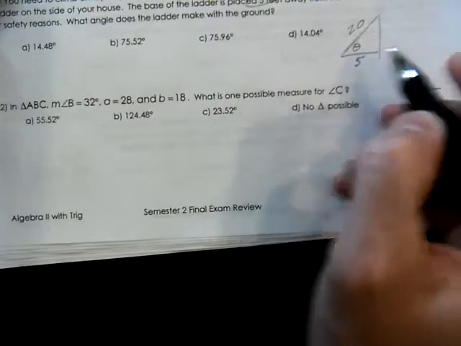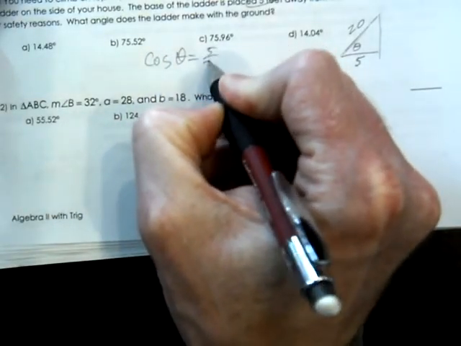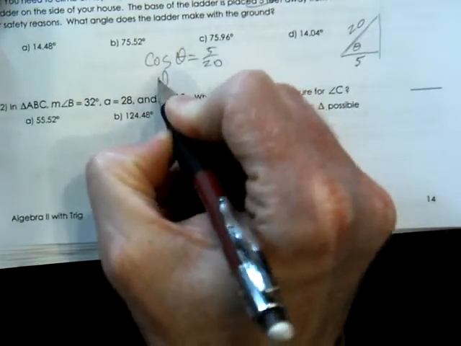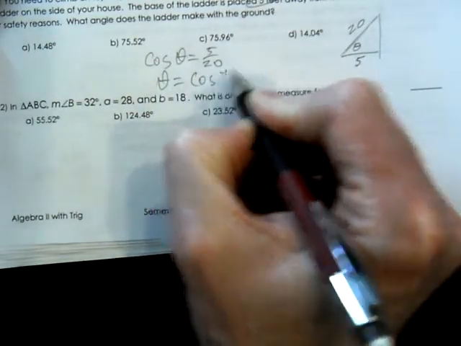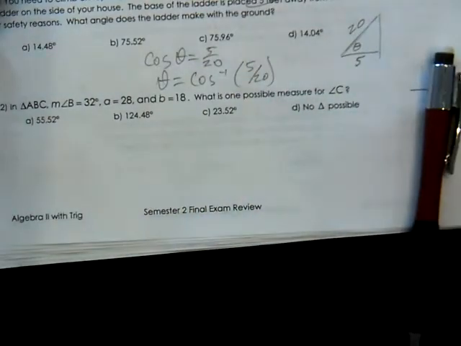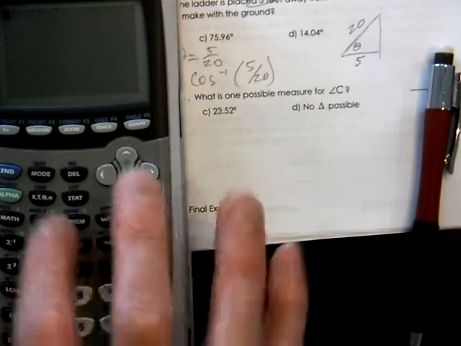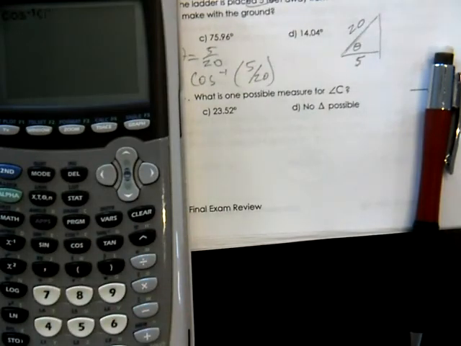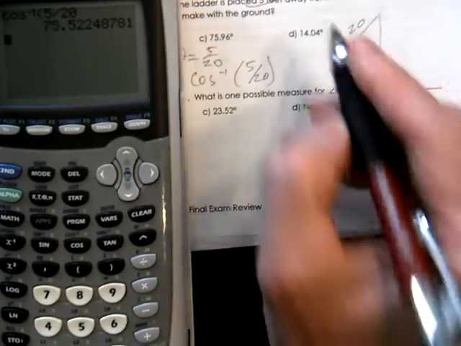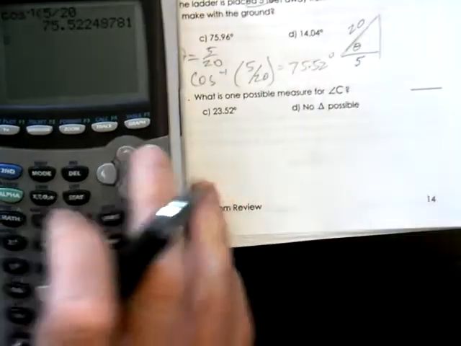So this is a cosine. We have cosine of theta equals 5 over 20. So theta is going to be cosine inverse of 5 over 20. To do that, you need to be sure you're in degree mode. So cosine inverse of 5 over 20 should be 75.52 degrees.